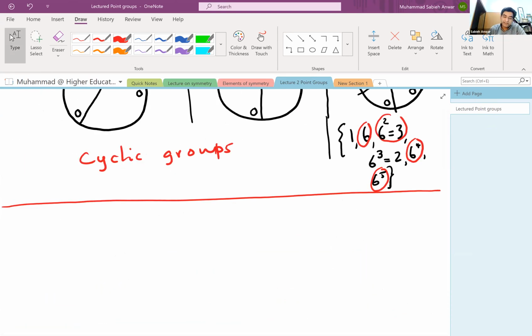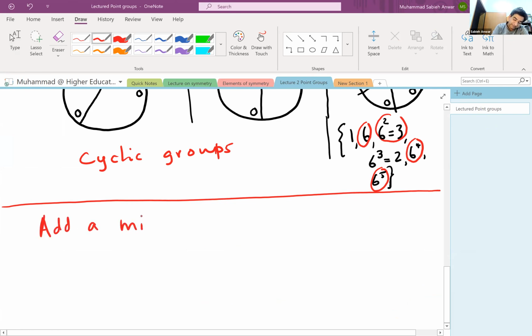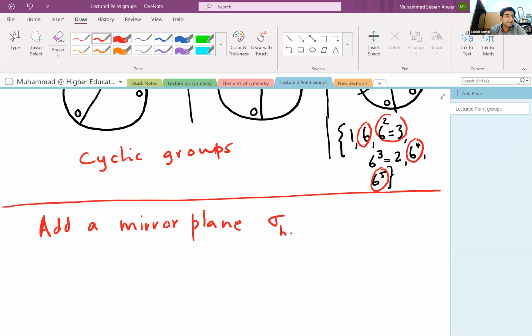Now what we could do is the following. We have constructed these 5 point groups. What we would now like to do is add a mirror plane. Now the mirror planes are represented by M, but I'll use a different symbol here. I'll use the symbol sigma for a mirror plane, and put a small h with it. The h represents a mirror plane that is perpendicular to the axis of rotation.